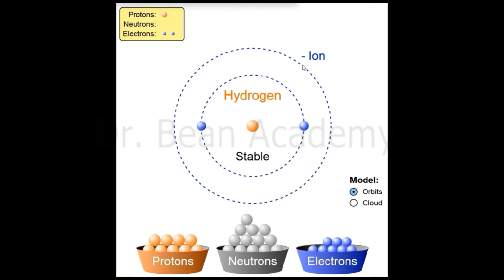So now it is showing that this is a negative ion because there is one proton in the nucleus, but there are two electrons around it in the first orbit. So of course the charge is not balanced. One proton's charge will cancel out with the charge of one electron, but there is one extra electron, so let me add one more proton to balance the charge, because the charges of electron and proton are equal but opposite.